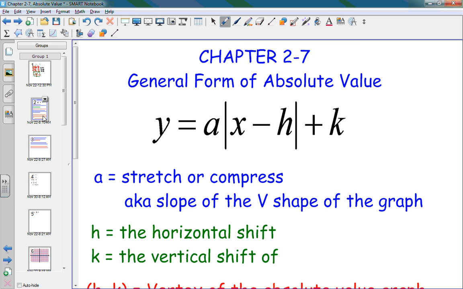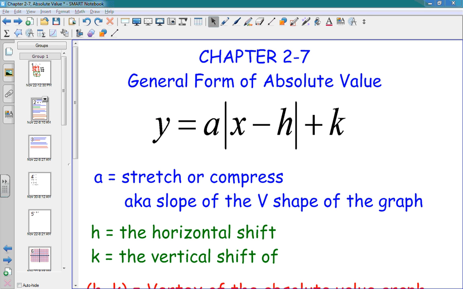Now, chapter 2.7, absolute value is y is equal to a times the absolute value of x minus h plus k. In this formula, we have three letters that are very, very important, and they do a lot of different things to this equation. A is what we call the stretch or the compress.